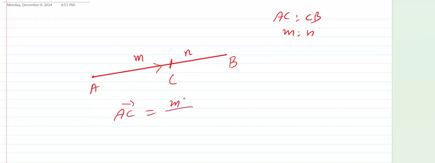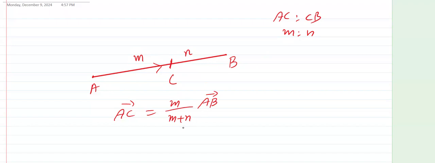So how would you find the part of that? If you have to find vector AC when you have the full vector AB, and AC ratio CB is M ratio N, then AC will be the ratio of this part, M, divided by the sum of the ratios, M plus N, multiplied by the full vector AB.